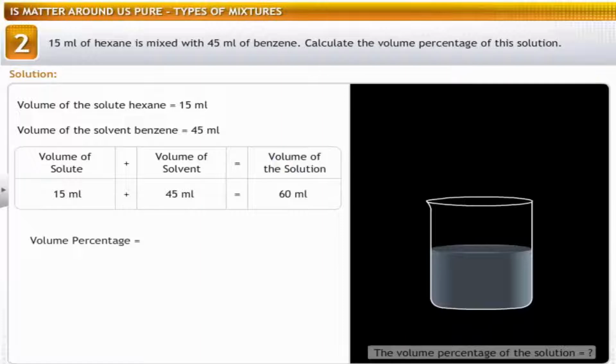We know that the volume percentage is equal to the volume of the solute divided by the volume of the solution multiplied by 100. Therefore, the volume percentage of the solution is given by dividing 15 milliliters by the total volume of the solution, that is 60, into 100. Hence, the volume percentage of the solution is 25%.